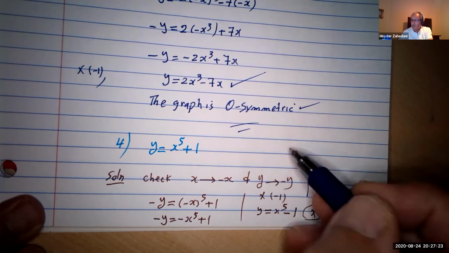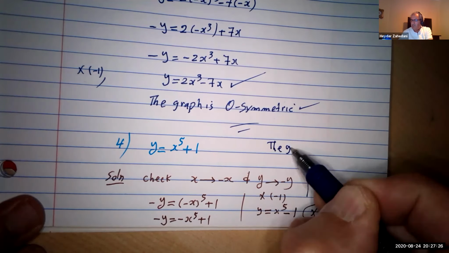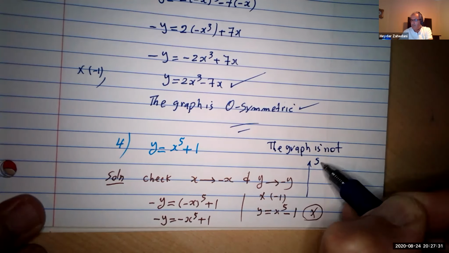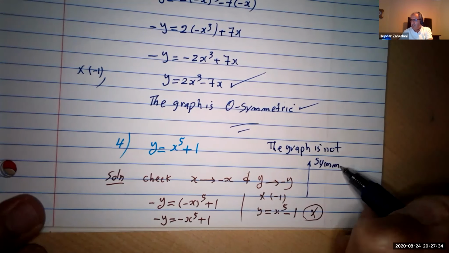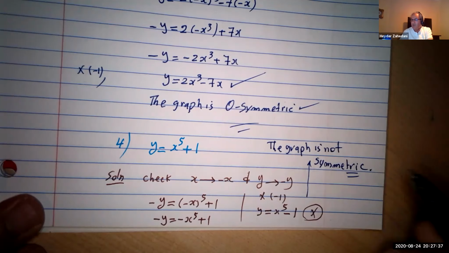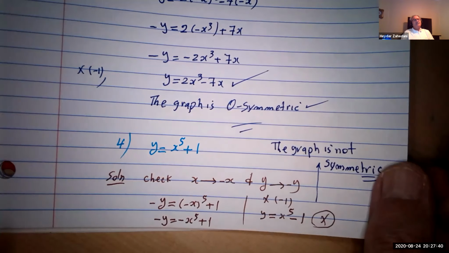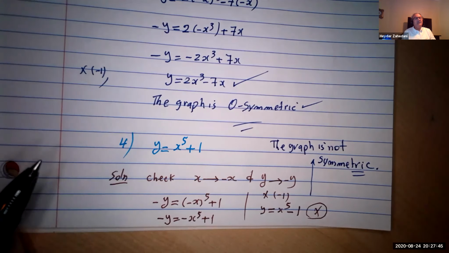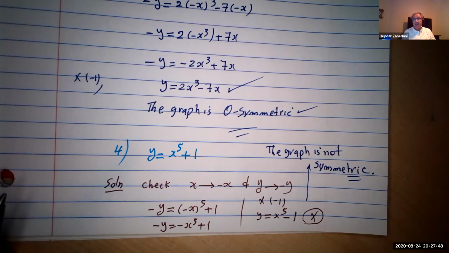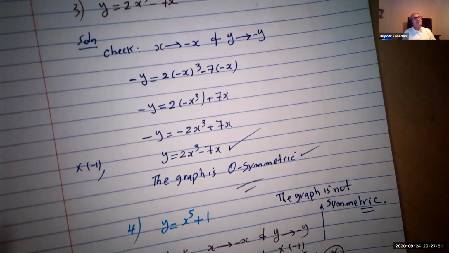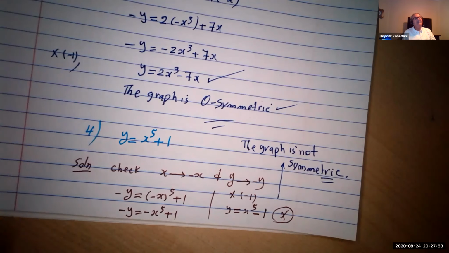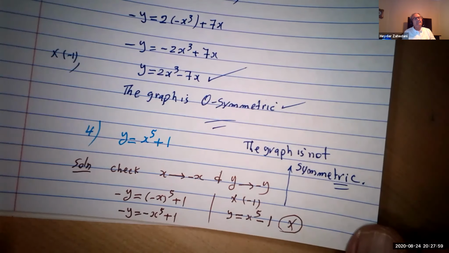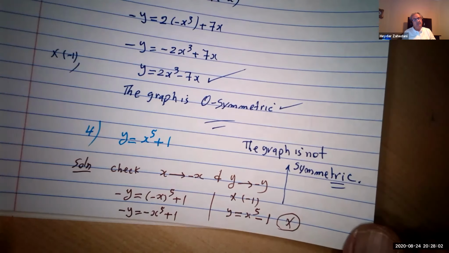So the conclusion is that the graph of this equation is not symmetric. Of course, it's not symmetric with respect to the x, the y, or the origin that we talked about. Any question? So be careful. You may get the possibility that the graph is non-symmetric, and we are going to check it. Any question?